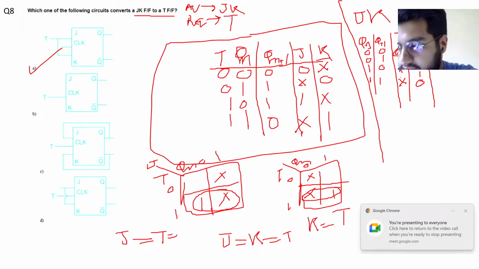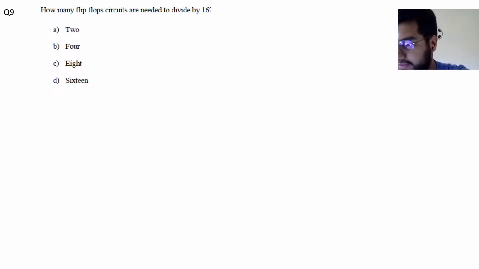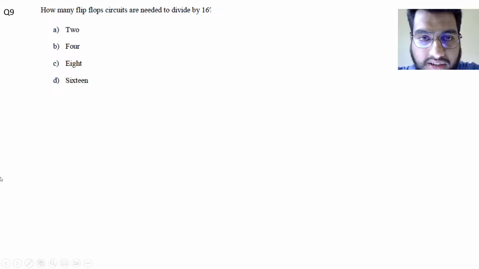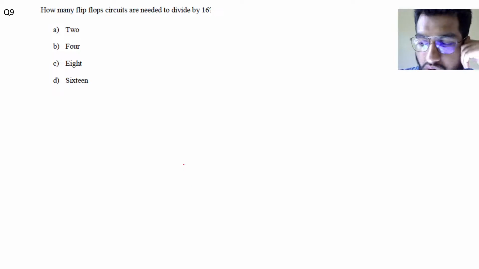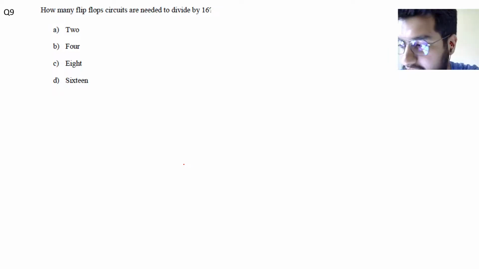So the next question asks us, how many flip-flop circuits are needed to divide by 16? This divided by 16 is also sometimes called modulus 16. So whenever you hear this term mod n, you also sometimes call this divided by n counter. So mod n counter is also termed as divided by n counter because it divides the frequency.